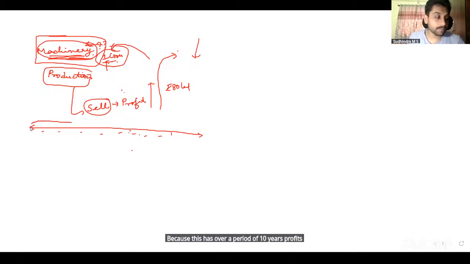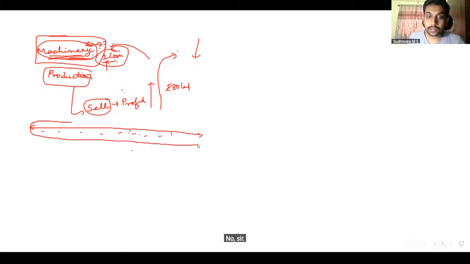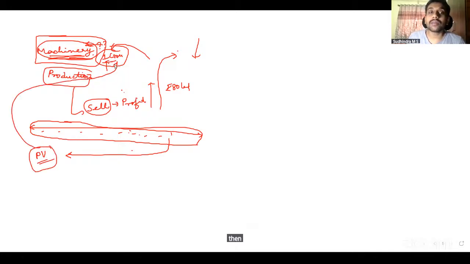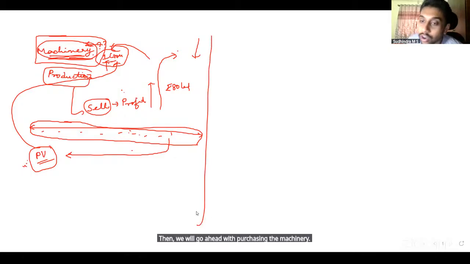So what should I do? Bring it to the present value. Yes. Bring these profits to the present value. Then compare it with your purchase price of the machinery. If the profit is greater, then we will go ahead with purchasing the machinery. Else we will not. Understanding?